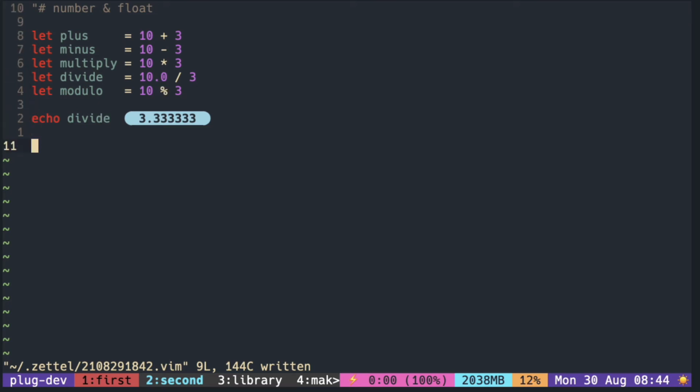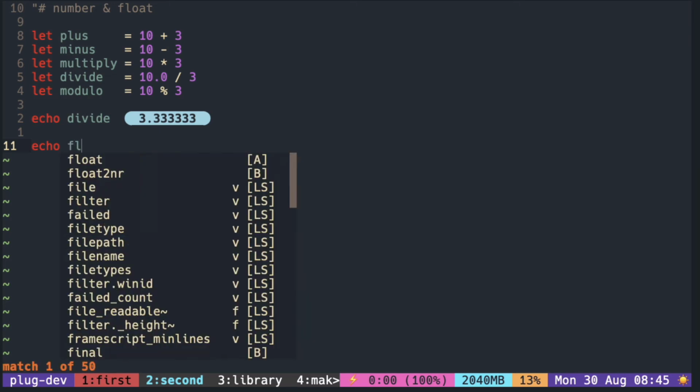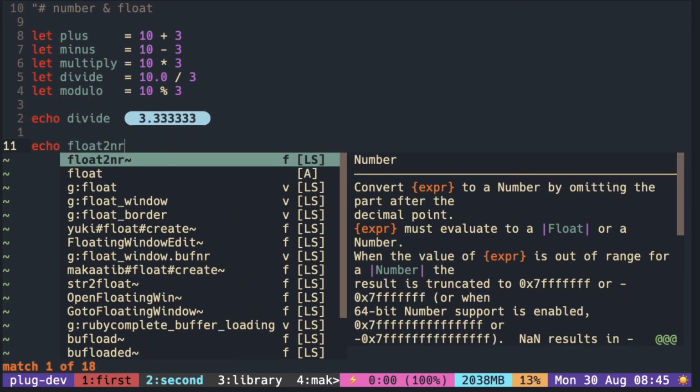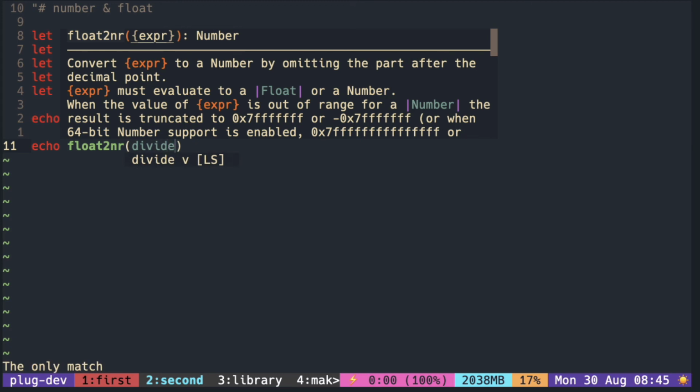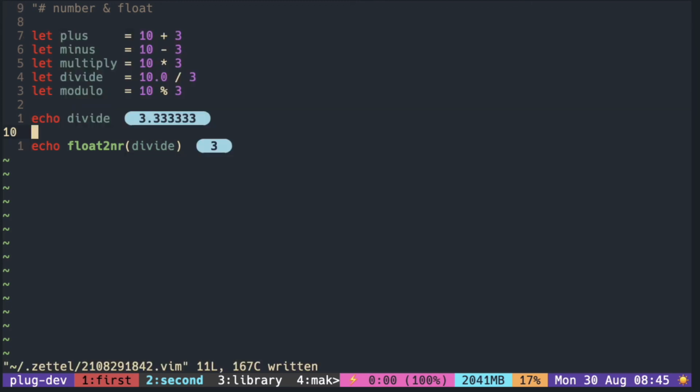Now, after doing some calculation, if you want to force the floating numbers back to number, then you can use the function float2nr. Then you can see that it is back to 3. And remember that this one does not round up ever, so we can add 0.5 here and it becomes 3.8 here, but it is not 4, it's 3, so it always rounds down.